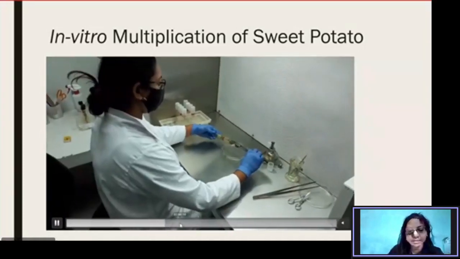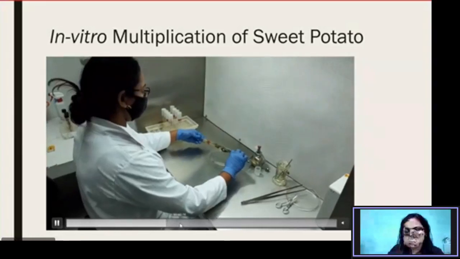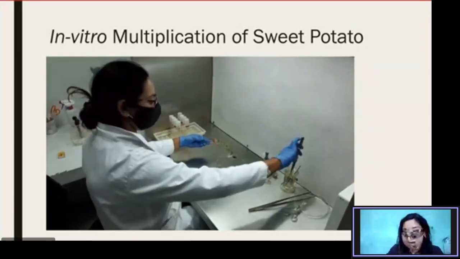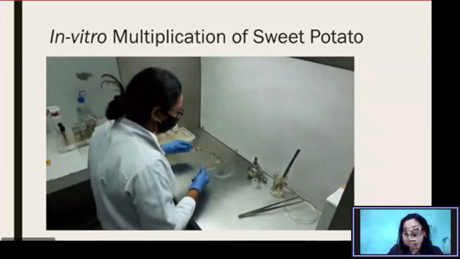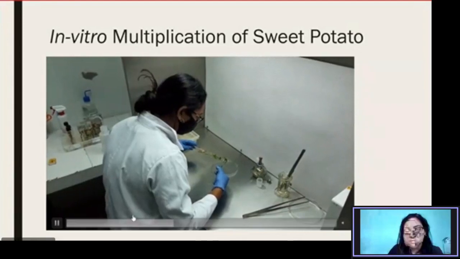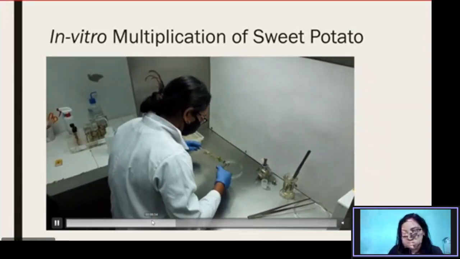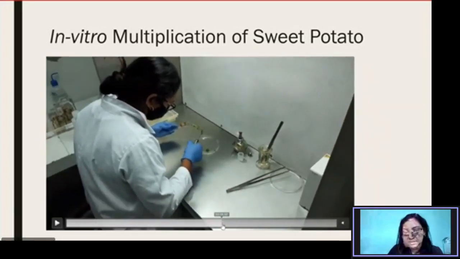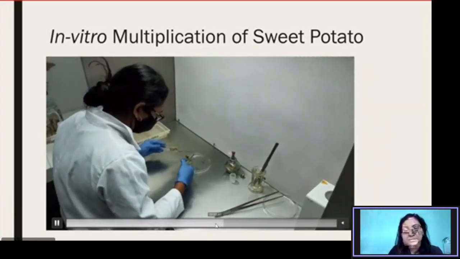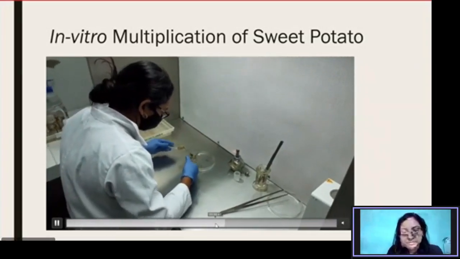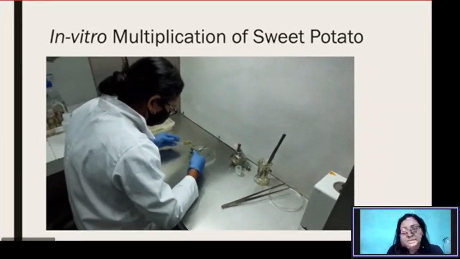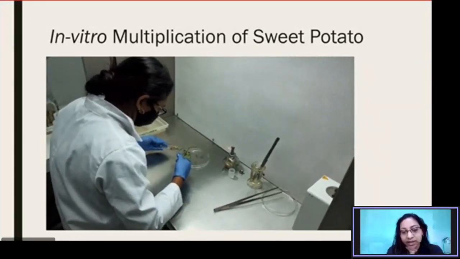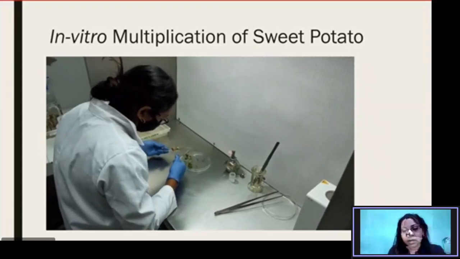So here I have a sweet potato explant. It's first going to be defoliated and then cut up into nodal cuttings. So first I take off all the leaves and then I cut off each node that can be salvaged. Plant tissue culture is different from macropropagation because it is so small.